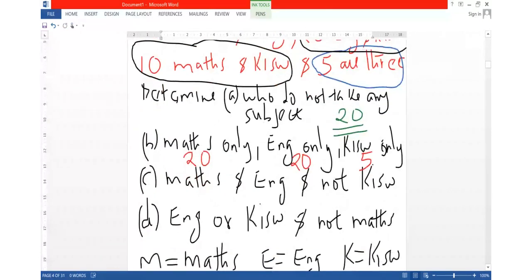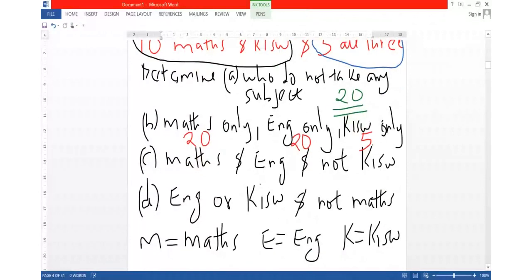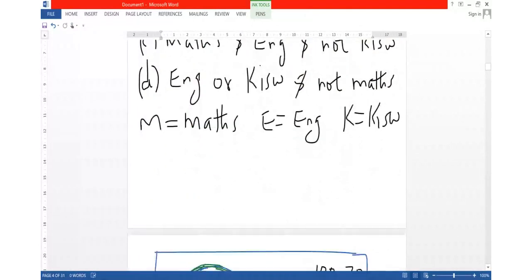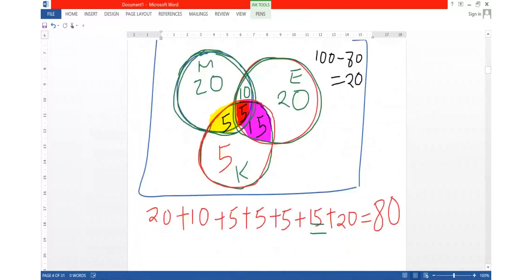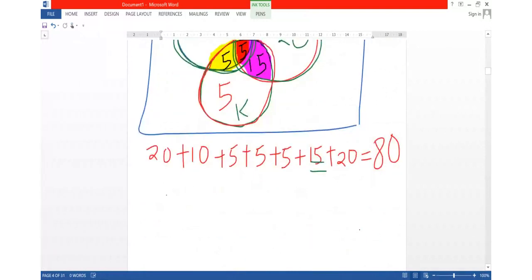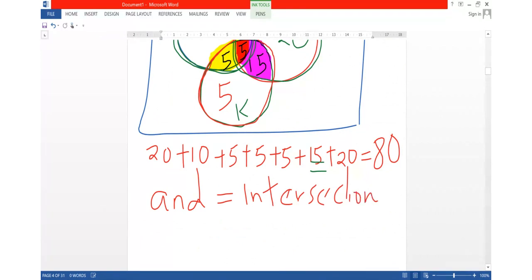Let's do maths and English and not Kiswahili. Part C. Something I had mentioned before: the word "and" signifies what? Intersection. The word "or" signifies what? Union. Those are the 2 things you need to remember. The word "and" signifies intersection, and "or" signifies union.